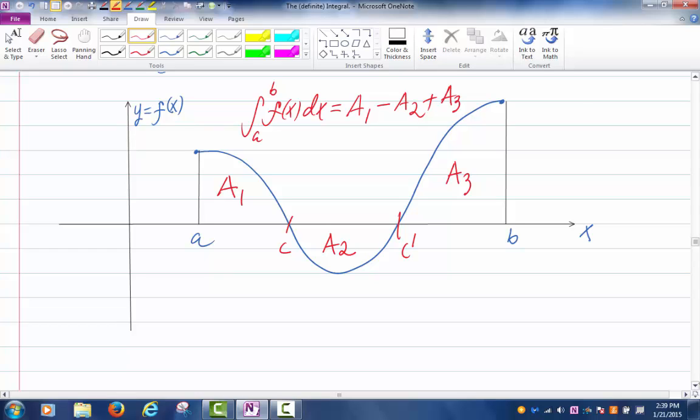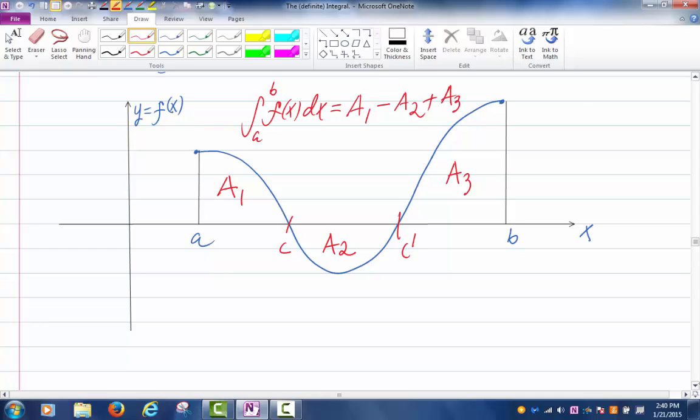Well, you look at the interval from a to b, you look at the area between the graph of f and the x-axis. So you are talking about the area A1, area A2, area A3. What is the meaning of the definite integral? The meaning of the definite integral is net area. Net area means A1 minus A2 plus A3. That's the value of the definite integral. That's what I mean by net area.